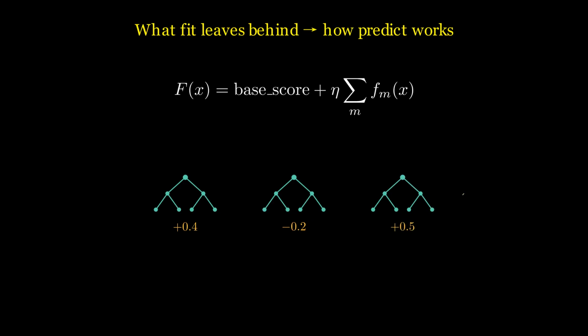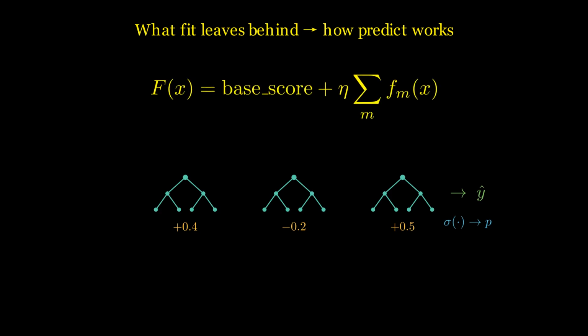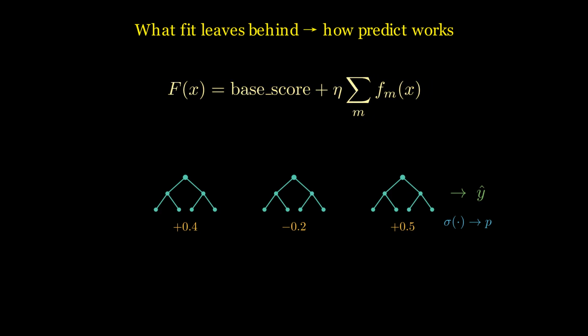For regression, that sum is the prediction. For classification, you pass it through a sigmoid or softmax to get probabilities. That's the entire model. A base score plus a sum of small shrunken trees. Everything fit did was decide carefully what each of those trees should say.